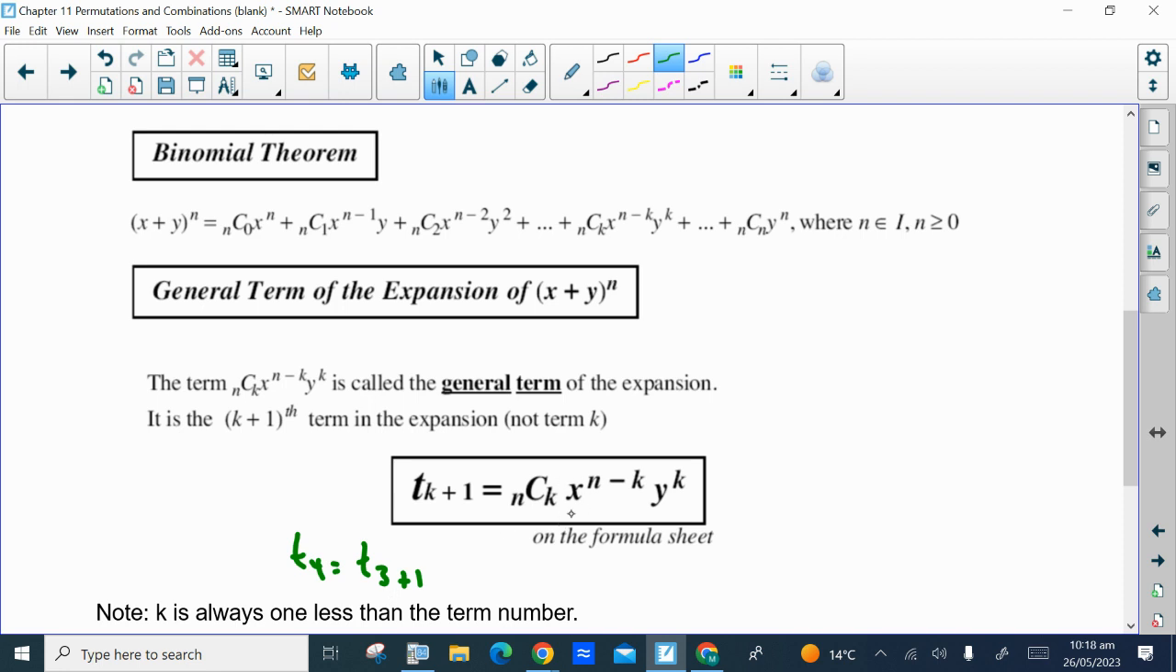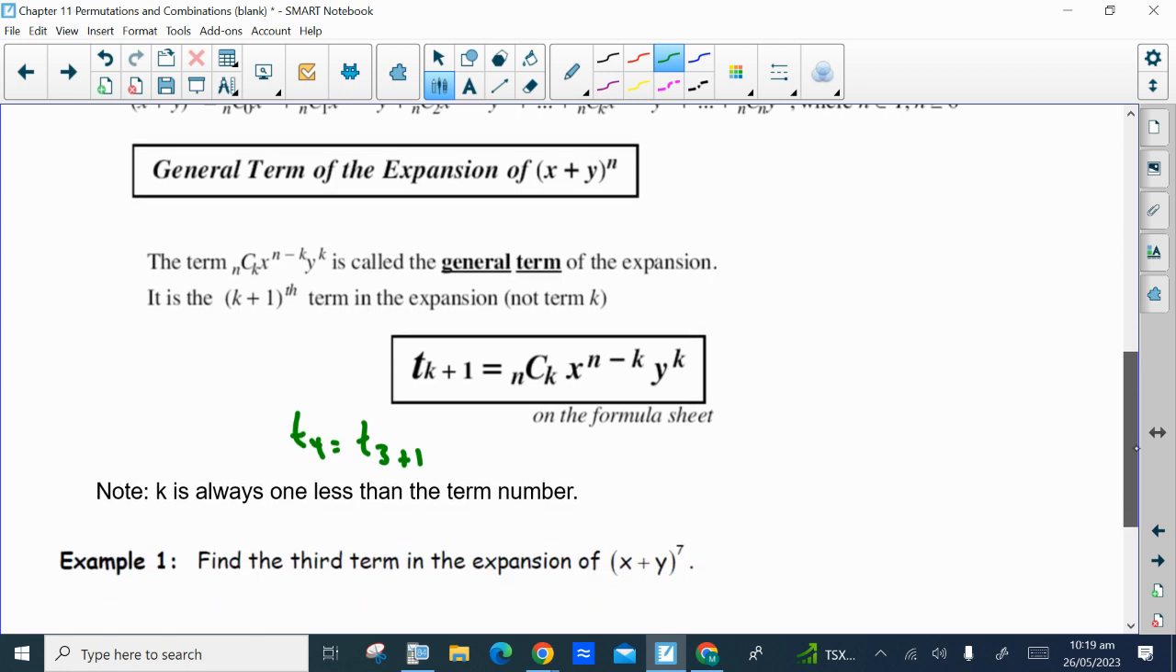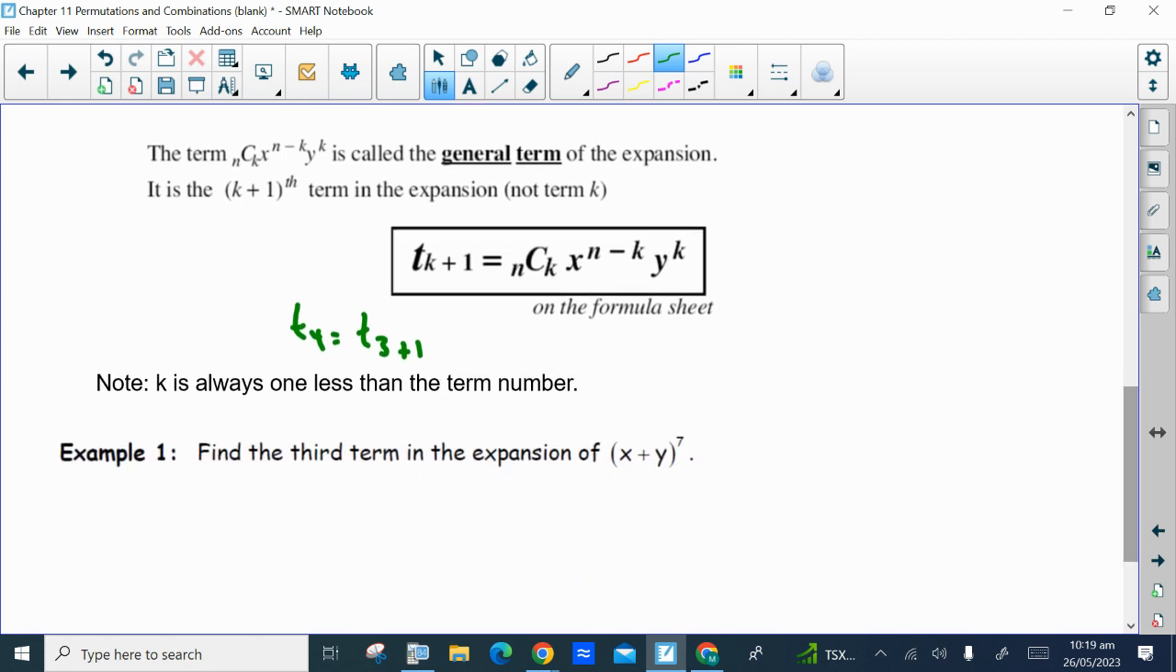X refers to the first term of the binomial that you're expanding. Y refers to the second term of the binomial that you're expanding. They're not always going to be x and y. We're going to see examples where the first term might be 2a and the second term might be negative 5. But in this formula, x refers to the first term of the binomial that's being expanded. Y refers to the second term. So again, one thing to remember is that k is always 1 less than the term number.